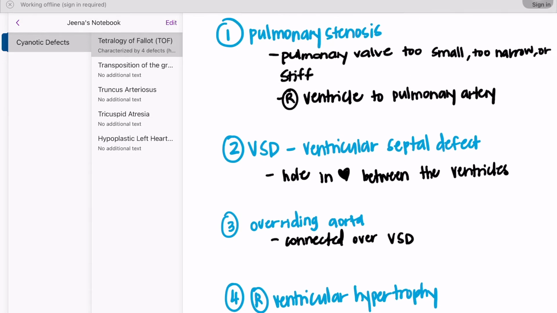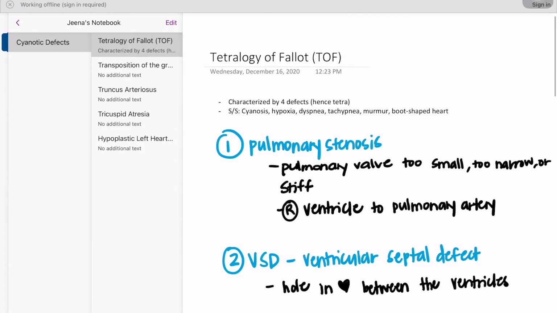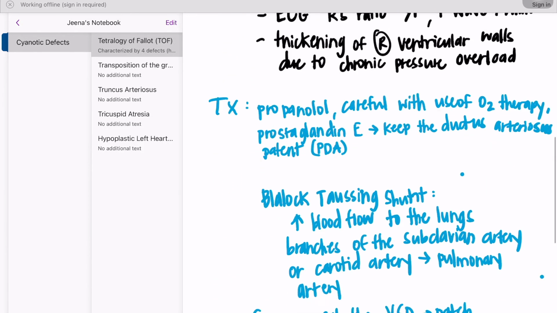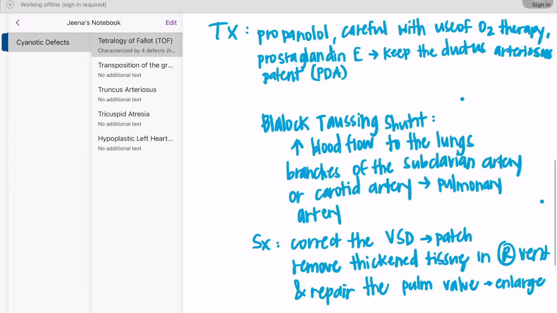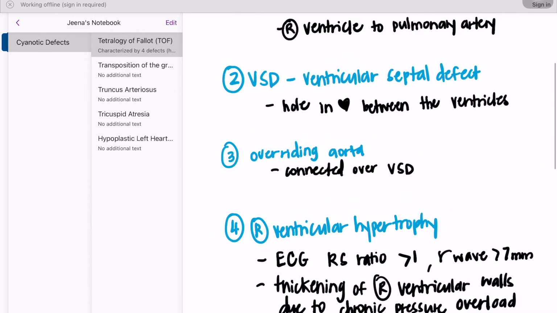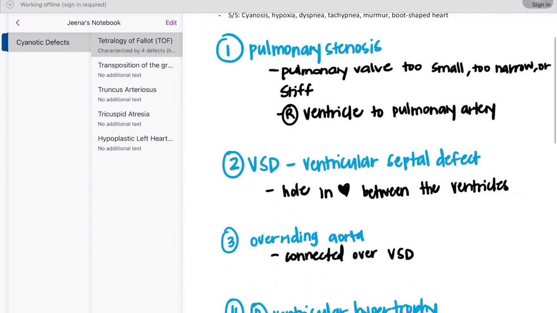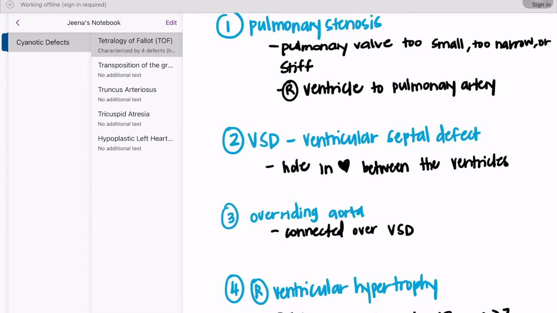So for sure, if you're going to be taking the CCRN for neonatals, this is definitely going to be on there, 100%. Either how to fix it, a sign and symptom of it, or what they are. Sometimes it's just straight content and it'll literally be the 4 defects.